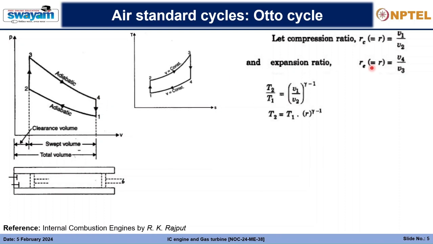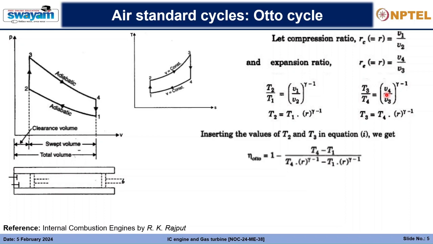Then we know that for the adiabatic relation, we have an expression between temperature and volume. Similarly, this is for process 1 to 2, the isentropic compression process, and for 3 to 4, the isentropic expansion process. And eventually, we insert the values of T2 and T3 in the previous equation of the efficiency.